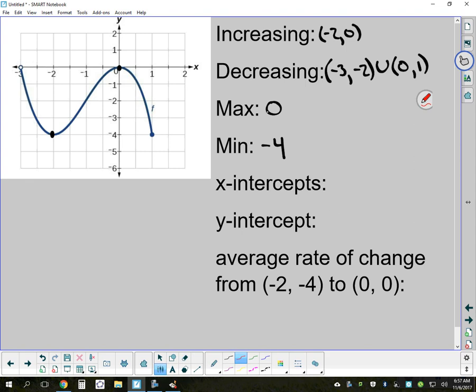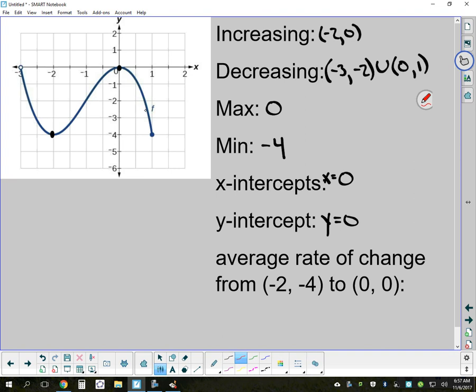X-intercepts, where does it cross your x-axis? Well, in this case, it doesn't actually cross, but it touches. This one, we don't include this point, so we can't say there, but right here at x equals 0, it does. And your y-intercept at y equals 0 as well. Okay, crosses over right there.